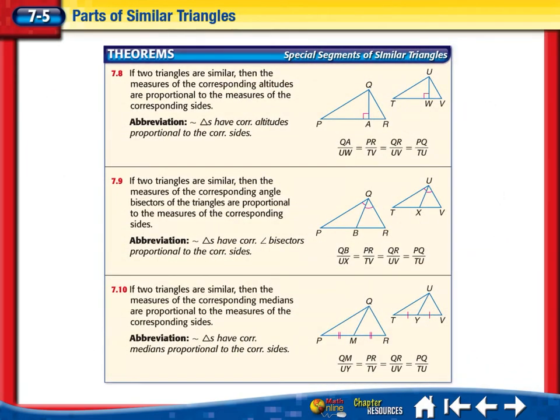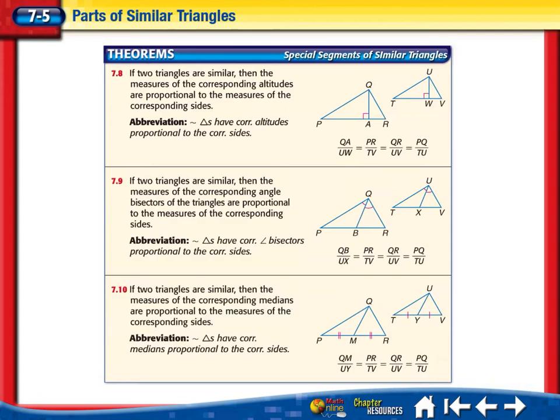All right, so we have a couple theorems here. These theorems tell us about special segments in triangles. If two triangles are similar, then the measures of the corresponding altitudes are proportional to the measures of the corresponding sides. Now remember, altitudes are just the height of the triangle. The second one says if two triangles are similar, then the measures of their corresponding angle bisectors are proportional to the measures of the corresponding sides.